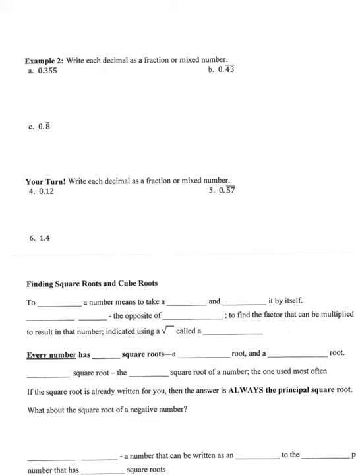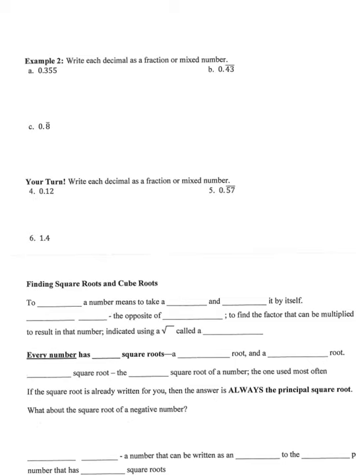So continuing on with lesson 1 of module 14, we have page 3. So we're starting with example 2, and we're just going to look at writing each of these decimals as a fraction or mixed number. So here we have for A, 0.355. And if we state that decimal correctly, like I really encourage you to do every time you see these decimals, we would actually say this decimal as 355 thousandths, because that last 5 is in the thousandths place.